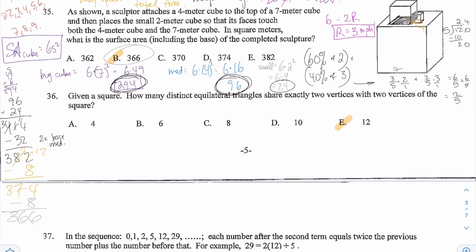All right, next one, number 36. Given a square, how many distinct equilateral triangles share exactly 2 vertices with 2 vertices of the square? You have the square here. You want to figure out how many different equilateral triangles share 2 vertices with the same square. So you can draw a triangle up there, but also a triangle down there. That's with this edge.